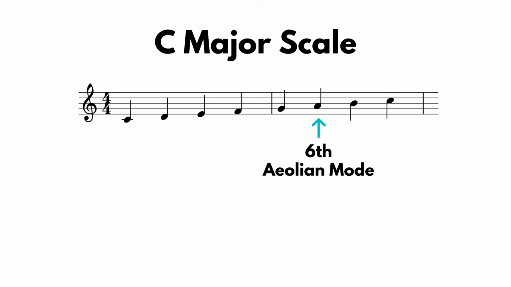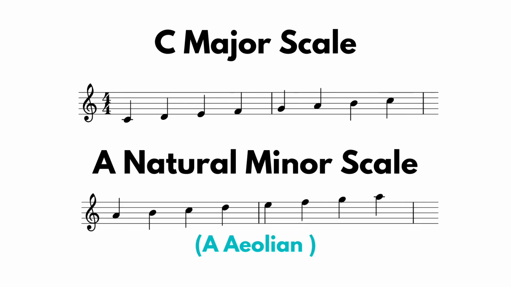Now, the natural minor scale is also known as the Aeolian mode. This is because if we take any major scale, in this case, the C major scale, and begin playing from the 6th degree, which is A in this case, then we will be playing the A natural minor scale or A Aeolian.